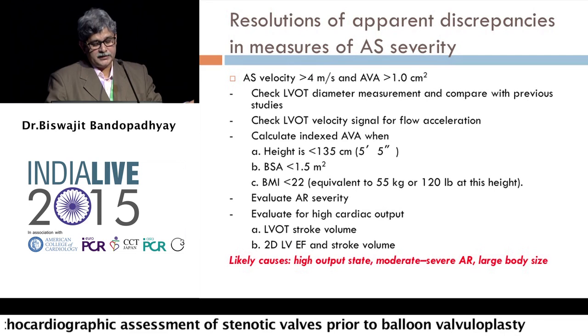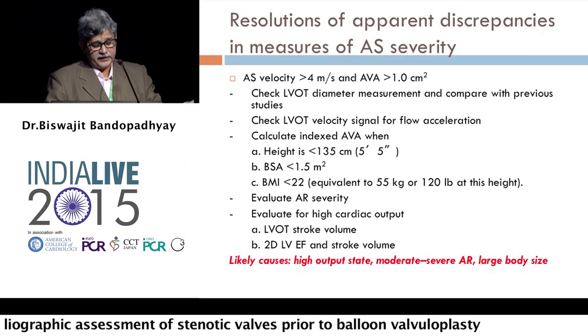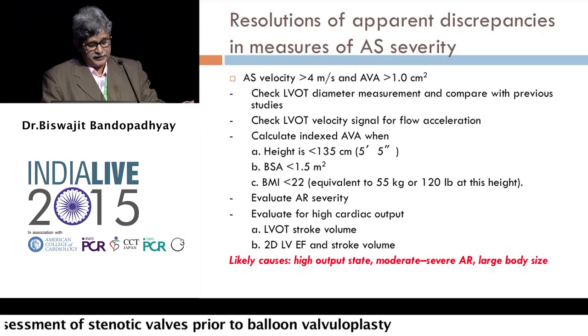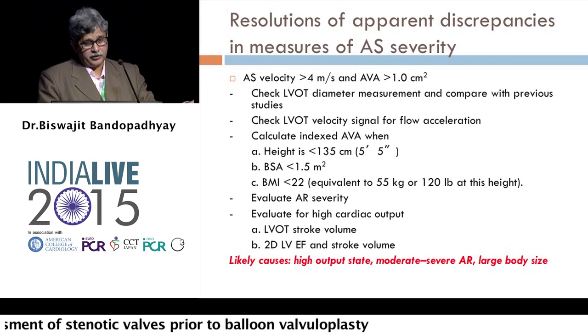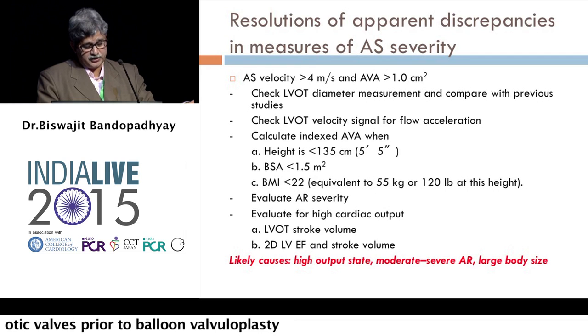Calculate the indexed aortic valve area, especially when the height is less than 135 centimeters, body surface area less than 1.5 square meters, and BMI less than 22. You also have to evaluate the aortic regurgitation severity and evaluate for high cardiac output. So the likely causes where the aortic stenosis velocity is more than 4 meters per second but the area is also more than 1 square centimeter: probably a high output state, moderate to severe AR, or large BMI, large body size.